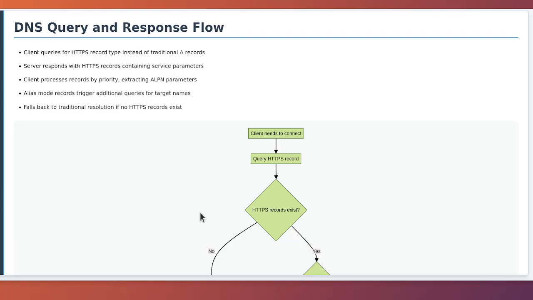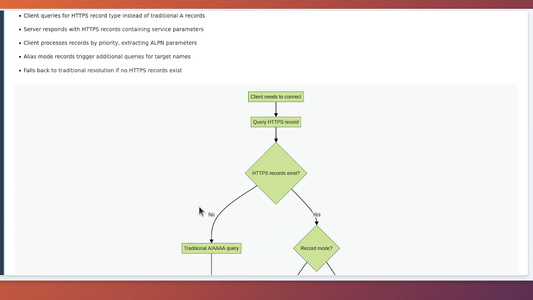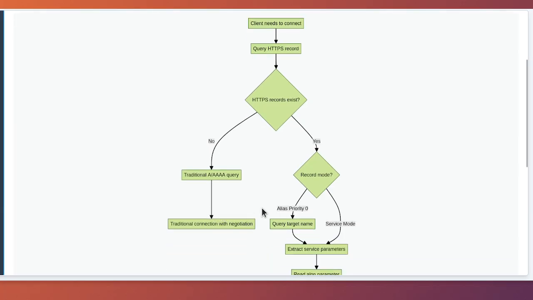Understanding how DNS-based ALPN works in practice requires examining the complete query and response flow. When a client wants to connect to a service, the process begins with a DNS query for either an HTTPS record or an SVCB record, depending on the service type. For web services, clients typically query for HTTPS records, since these are specifically designed for HTTPS connections and are easier to process.